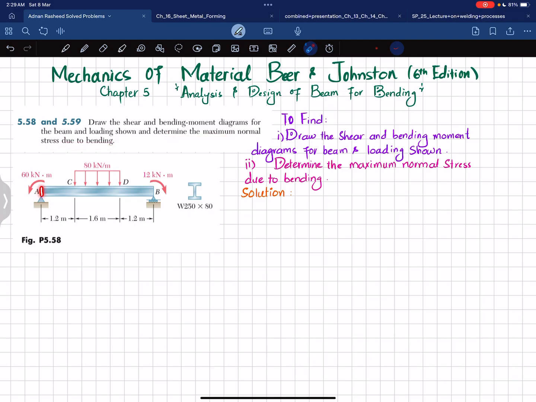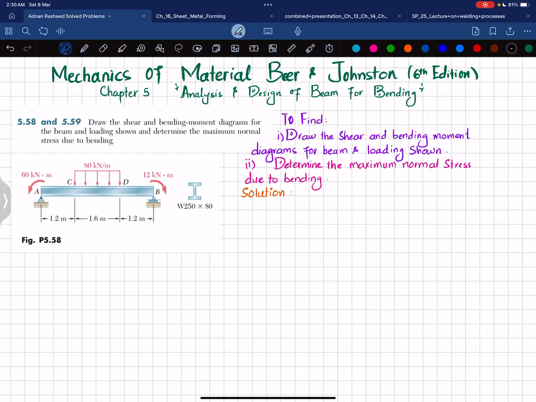You can see this is a simply supported beam AB having a pin support at point A and a roller support at point B. And there is a uniformly distributed load from C to D of 80 kilonewton per meter. At point A we have a 60 kilonewton-meter counterclockwise moment and at point B we have a 12 kilonewton-meter clockwise moment, and this is a wide flange beam which is W250 by 80. So you have to draw the shear and moment diagram. Let's start with the solution.